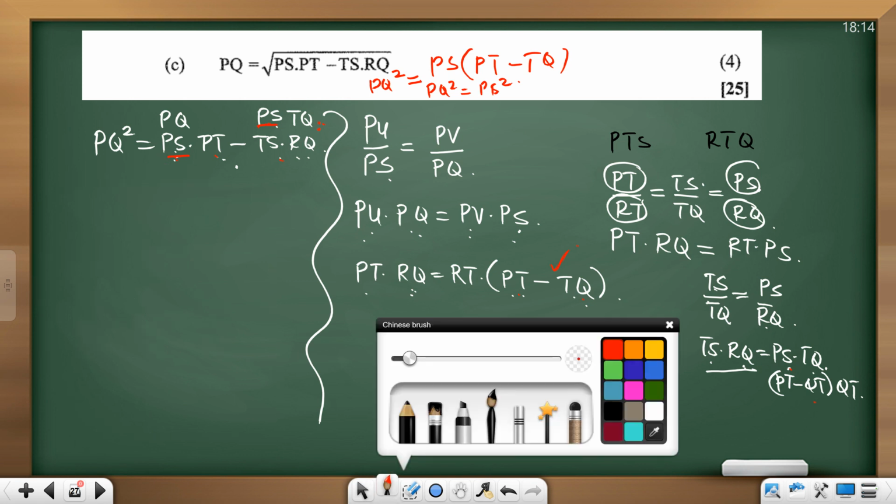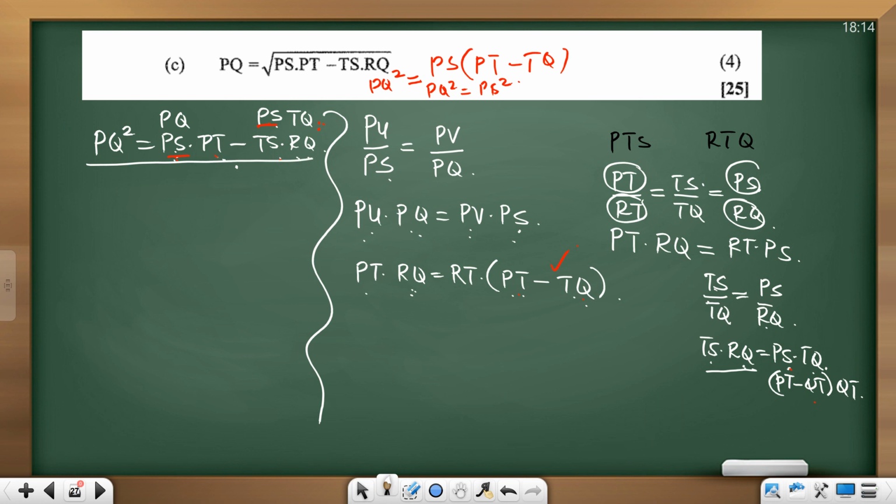Check this. This is the original question, right? Is that fine? Somehow we're able to prove this. So PQ squared equals to what? PS, PT. We proved this, right? Which is there. PS and what? QT. Is that fine? What's common? PS. What do we have? PT minus QT. Do we agree?